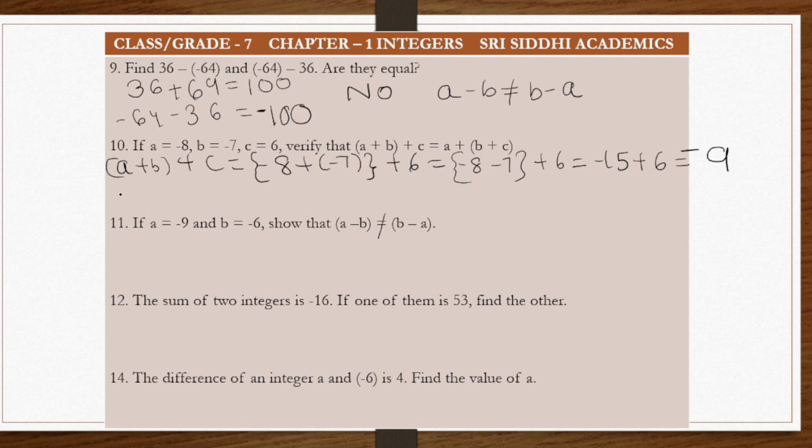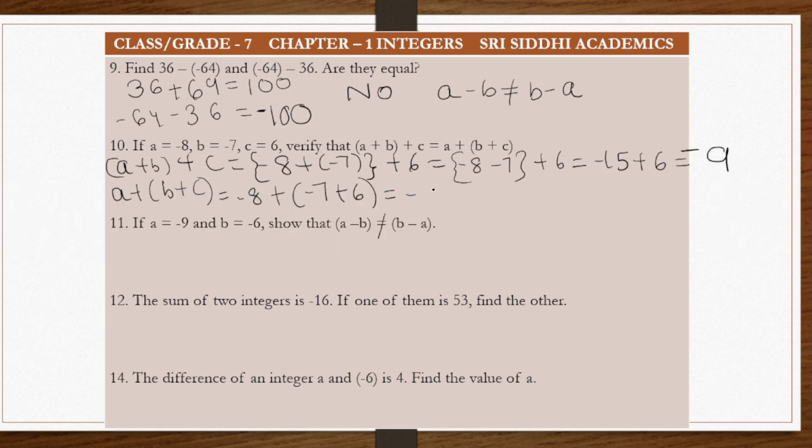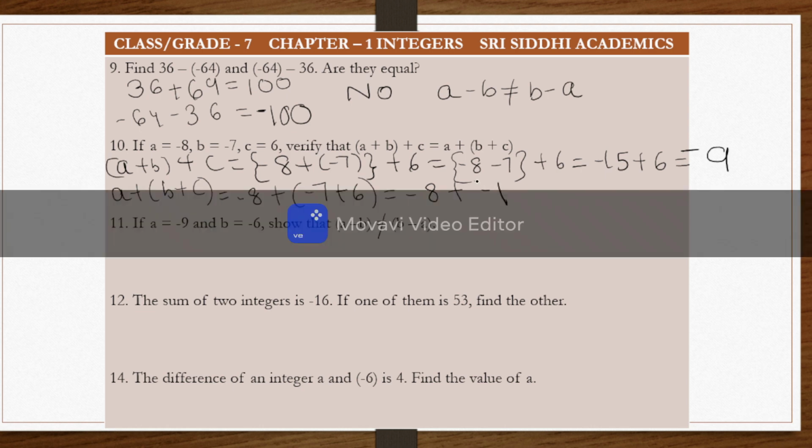Let's do the right hand side. A plus, now this time B plus C within brackets. So A value is minus 8 plus B's value is minus 7 plus 6. Minus 8. Now minus 7 plus 6, different signs. So it will be subtraction. So if you subtract, it will be 1. And which is the bigger value? 7 is the bigger value. So the minus sign will come in the final result. So it will be minus 1.